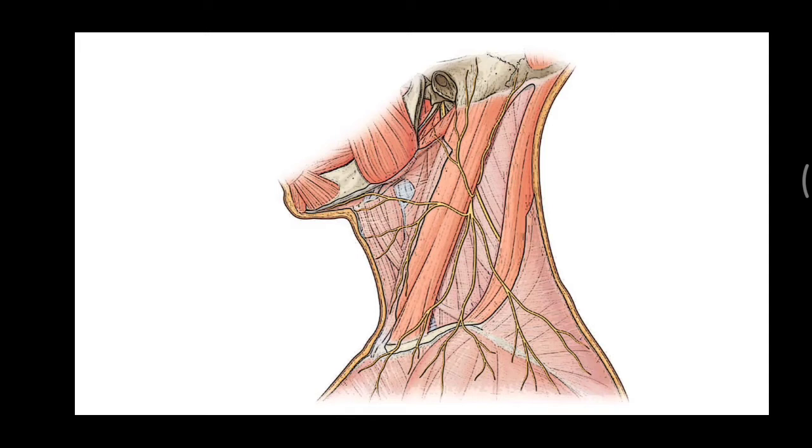And the trunk of the supraclavicular nerve descends and divides into its three terminal branches. These are the three terminal branches. Now we look at the next content, that is the spinal part of the accessory nerve, or we can call it the external branch of the 11th cranial nerve.